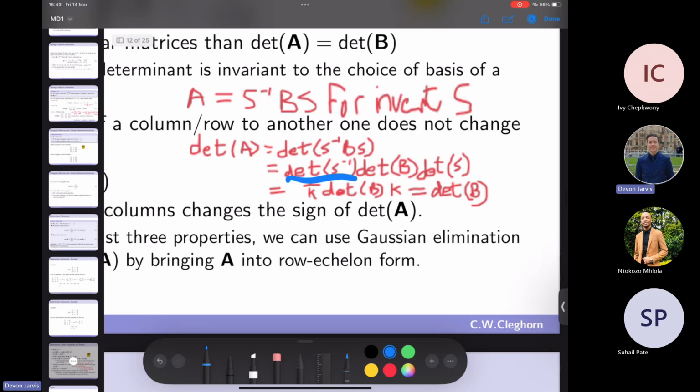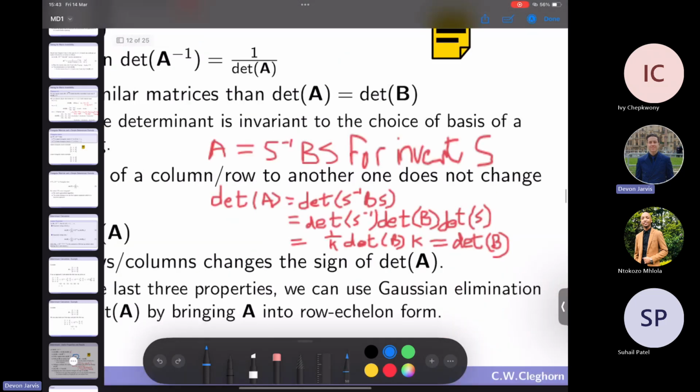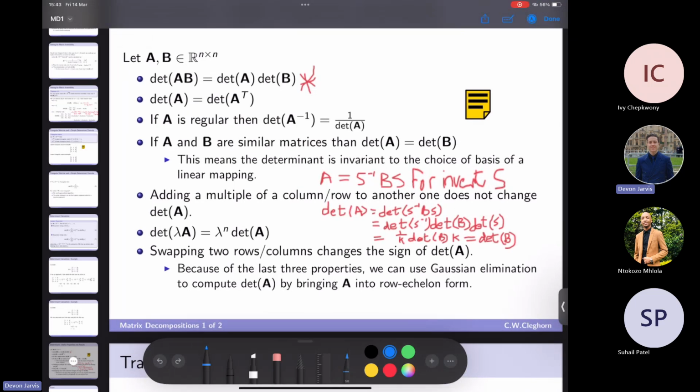Now I get the determinant of S inverse, the determinant of S, and so then we use the second property here. We know that the determinant of S inverse is actually just 1 over the determinant of S. So I have 1 over K and K, and so when we cancel out, what we end up with is that the determinant of A is just the determinant of B. All right, that's a little informal proof. Not informal, it works, but that's a quick proof to show that those determinants are equal.